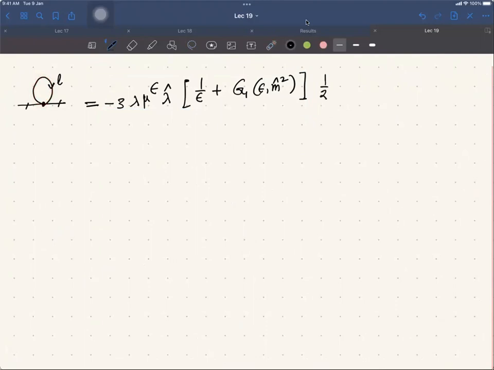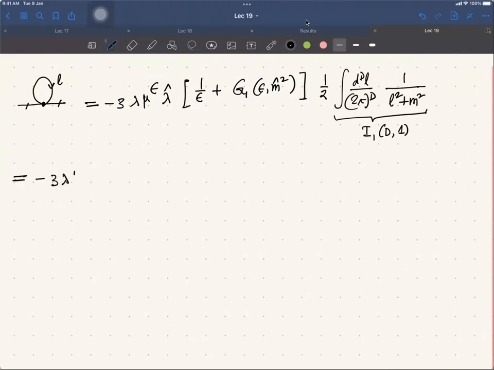The symmetry factor is half, and then the integral d^dl over (2 pi)^d of 1 over l squared plus m squared. And that's just I1 with d and a equal to 1. So the result will be minus 3 lambda mu to the epsilon, 1 over epsilon plus G1, times 3 by 2.